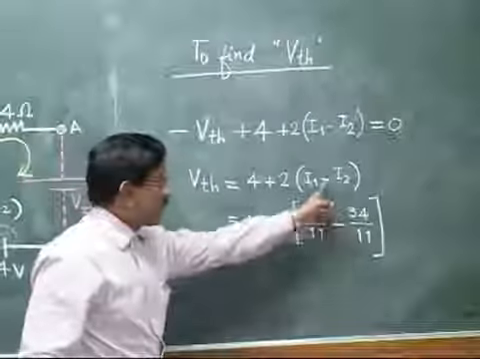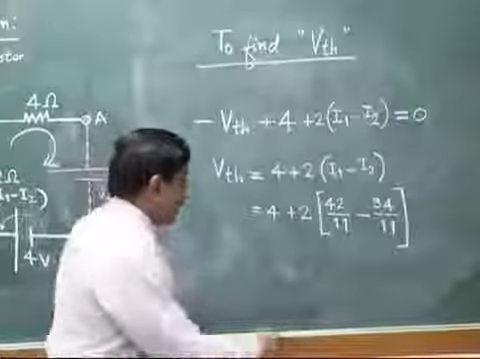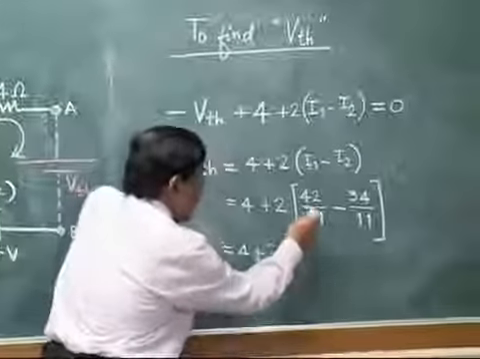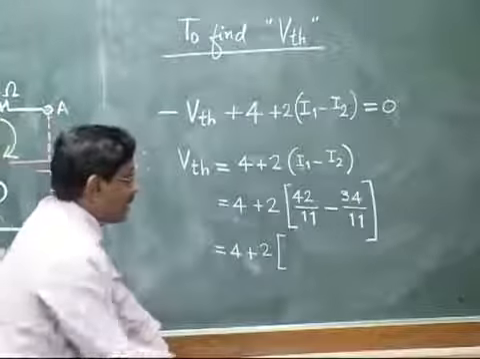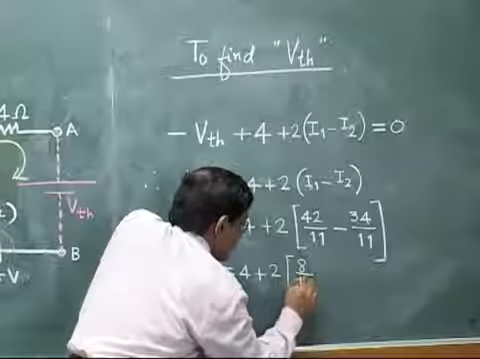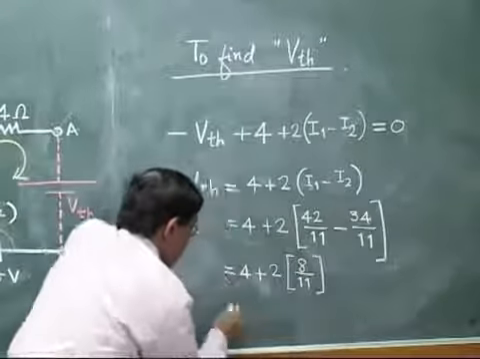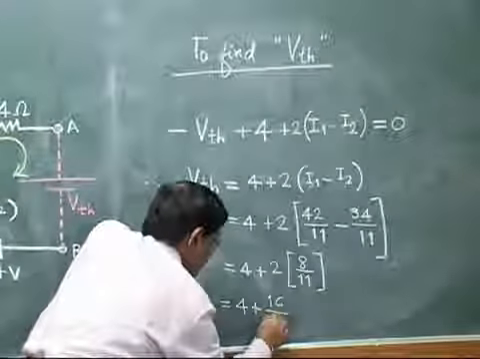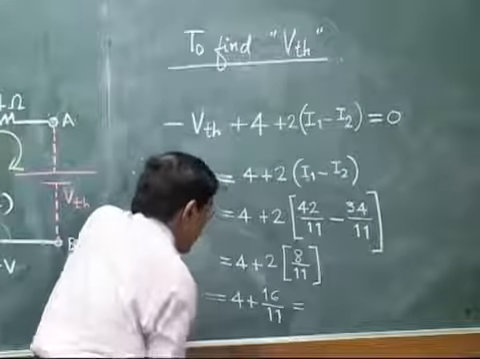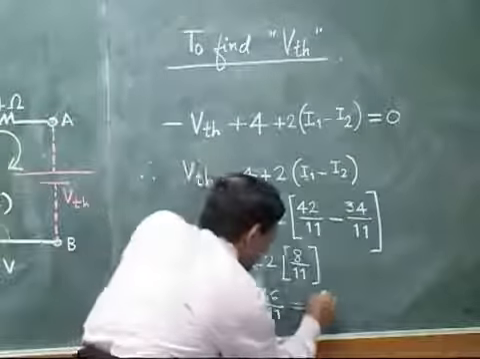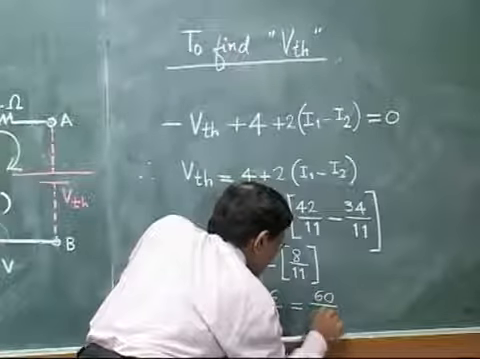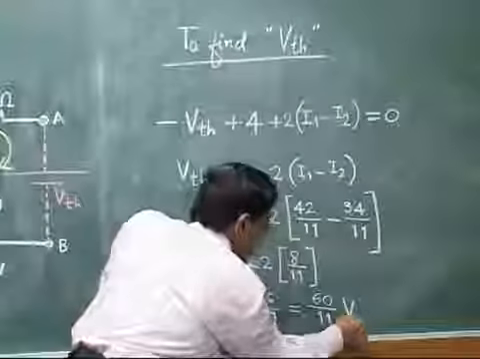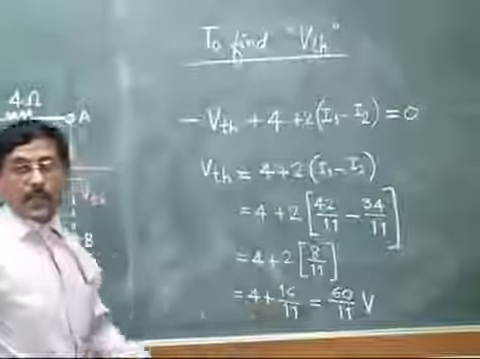So we have written plus values, and this is a subtraction, so subtraction sign. So this will give us 4 plus 2 times, in bracket, 42 by 11 minus 34 by 11 gives you 8 by 11. So it becomes 4 plus 16 by 11, and finally this will be equal to 60 by 11. So 60 by 11 is the answer for our VTH. As this is a voltage, you write the unit as volt. So this is the answer for our VTH.